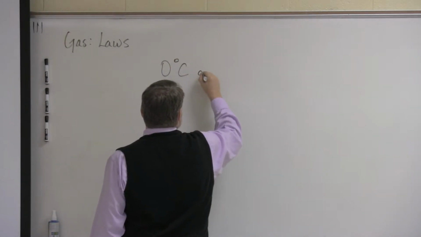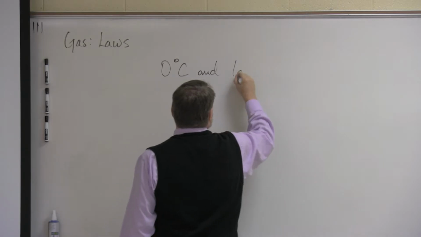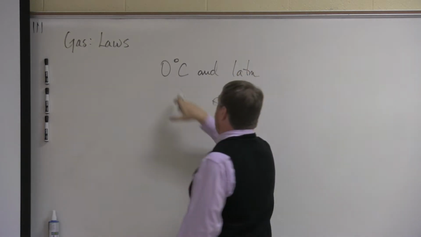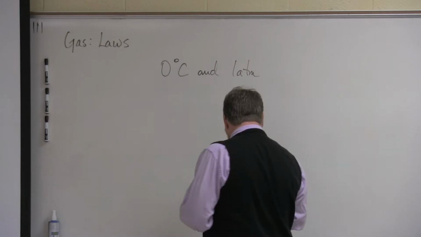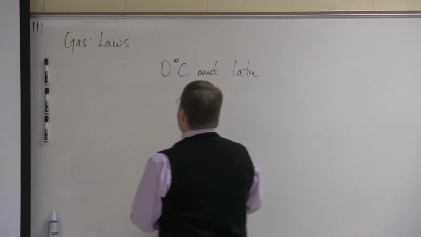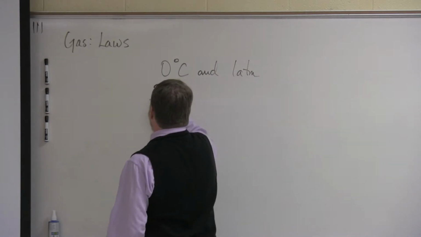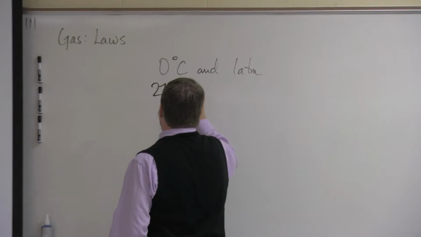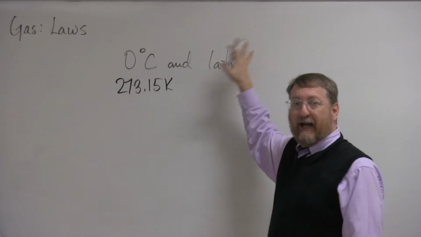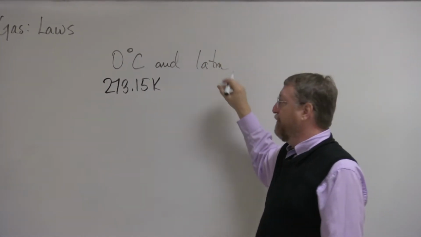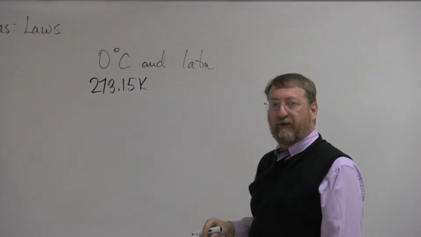We definitely need to know that. So 0 degrees Celsius and 1 atmosphere. Now we know 0 degrees Celsius is going to be 273.15 Kelvin. So this is 273.15 Kelvin and 1 atmosphere. And it's defined to be exactly 1 atmosphere, so the 1 atmosphere doesn't influence our significant figures.